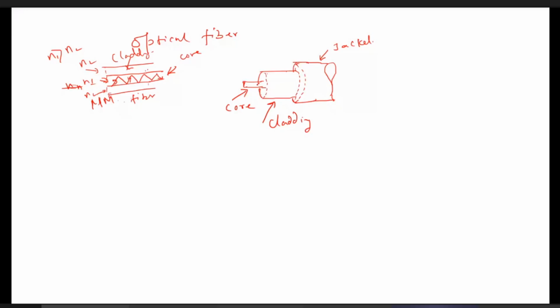Since it is dielectric, it is not a conductor. So you see, tapping of the signal is very difficult in this case. They are highly secure, generally used for banking and military purposes. These are very, very useful. This optical fiber, nowadays, almost all communication is based on this.